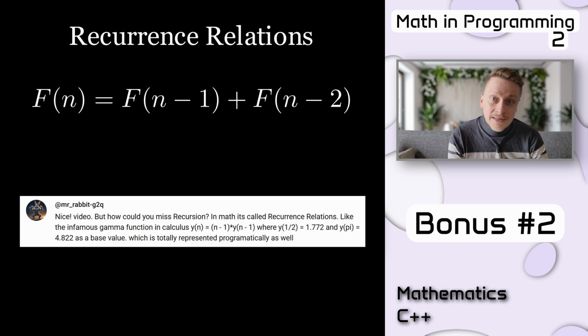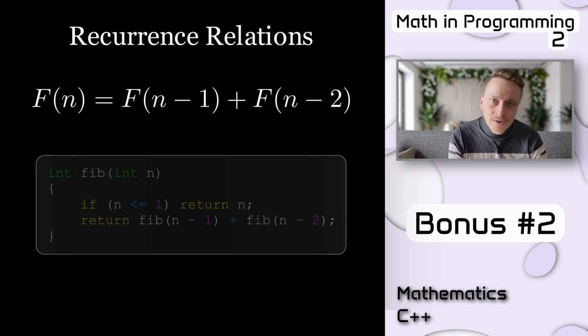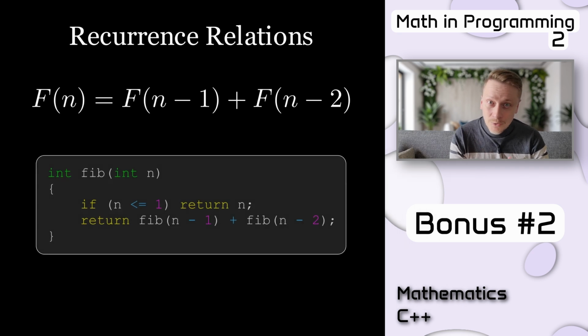Each term is the sum of the two preceding terms, and it is written as f of n equals f of n minus 1 plus f of n minus 2. In C++, this is mirrored by a recursive function, a function that calls itself and requires a condition to know when to stop. Recurrence relations are everywhere, in finance to model interest, in biology to describe population growth, and even in computer graphics, for example, to draw fractals.